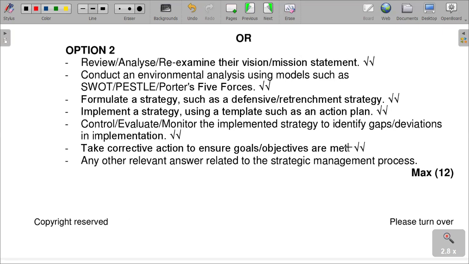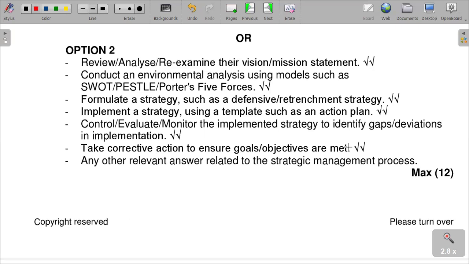So in that regard, they can as well conduct an environmental analysis using models such as the ones on the board there. Of course, we talk about formulating a strategy such as defensive retrenchment or any other strategy that can be put in place, then implementing a strategy using a template such as an action plan. When strategies are to be implemented, there must be an action plan, which is actually a blueprint that identifies, explains and gives a narrative on how the strategy is going to be implemented.